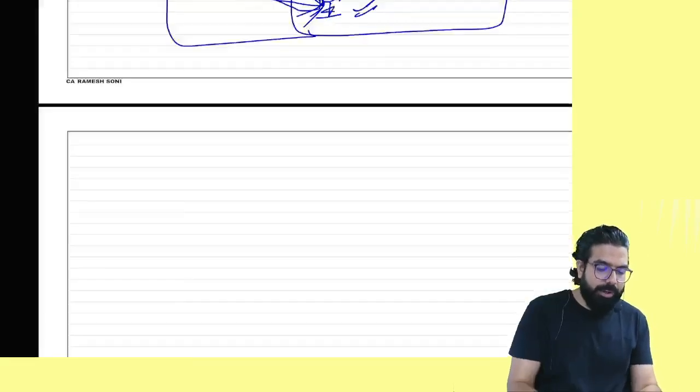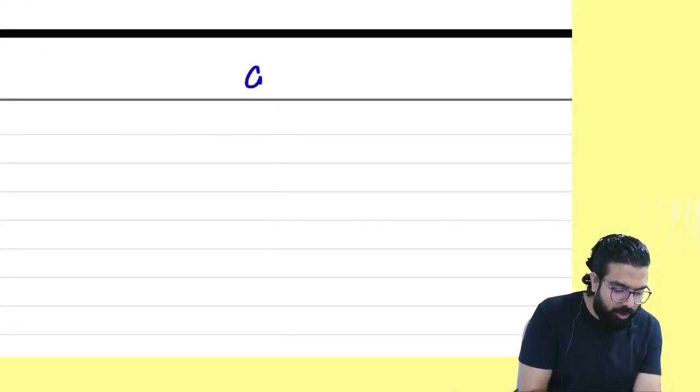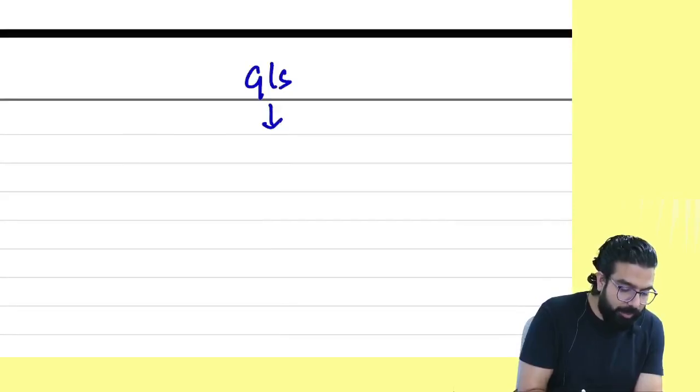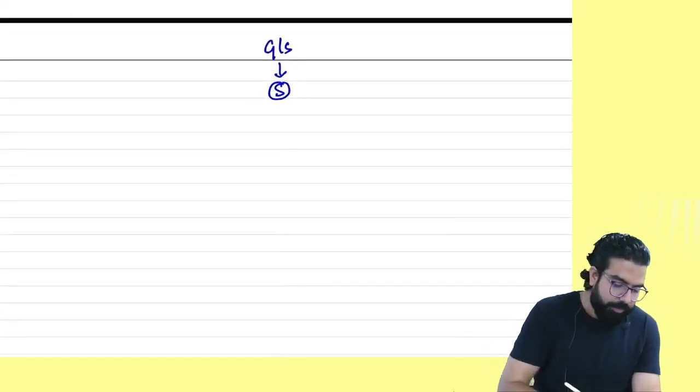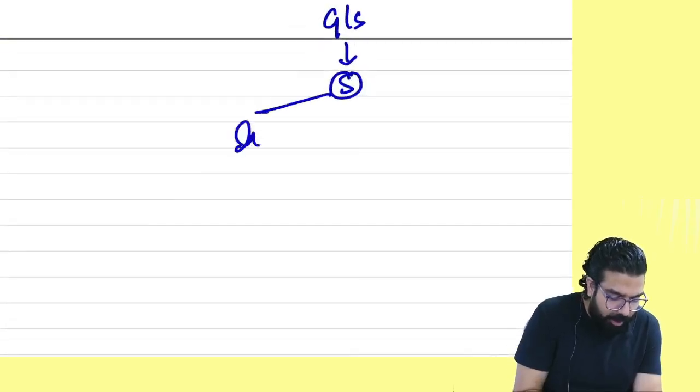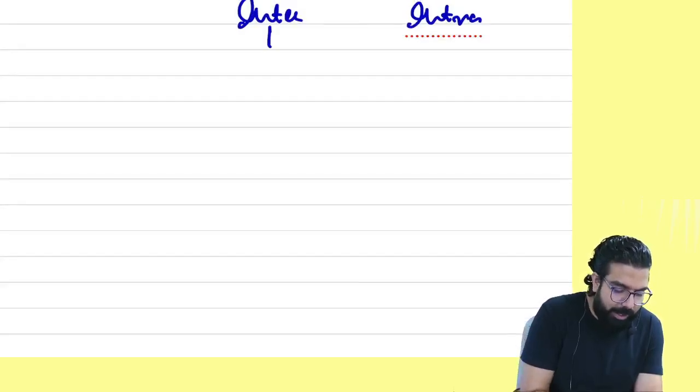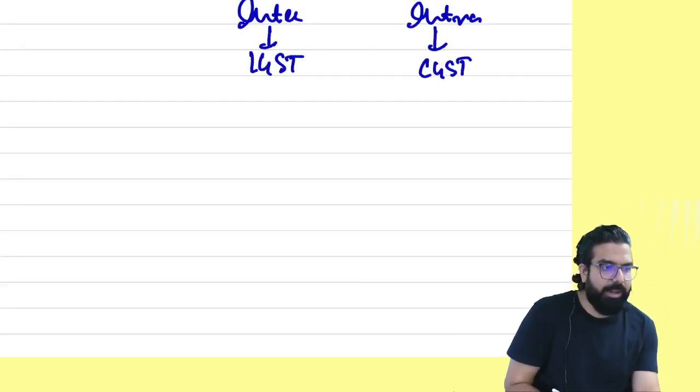Quick linking. Everyone over here now. We started learning GST with goods or service. Goods or service has to be supplied. Supply can be either interstate supply or intrastate supply. Interstate supply, IGST will be levied. Intrastate, CGST will be levied.